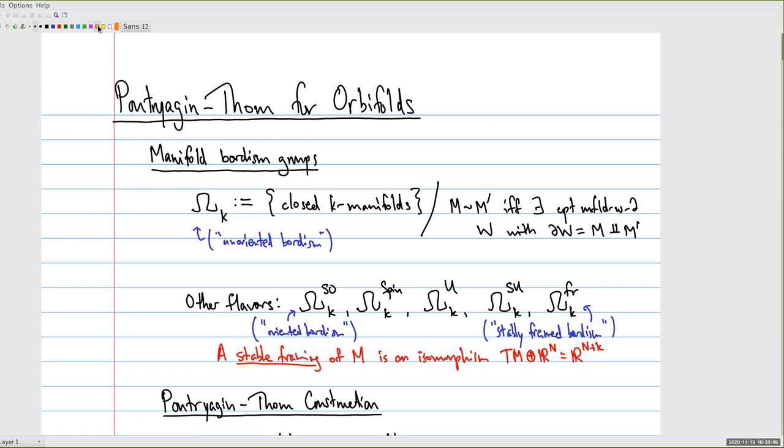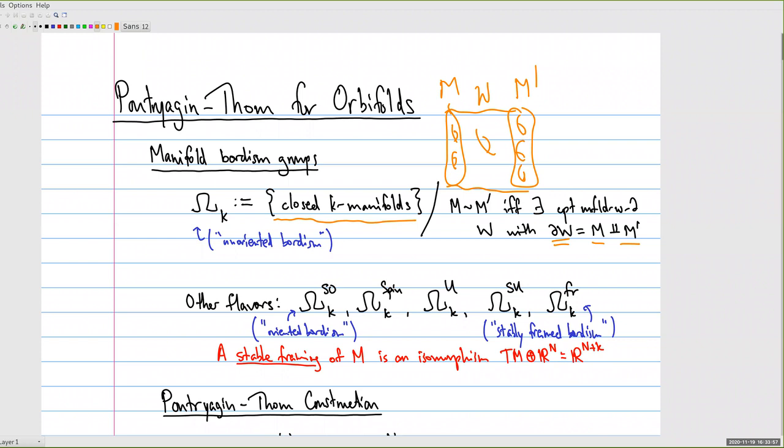First, let's begin by explaining what the Pontryagin Thom construction in the classical setting is. What are bordism groups? Let's consider the set of all closed k-manifolds, and we'll call two of these equivalent if there's a compact manifold with boundary W whose boundary is the disjoint union of our two manifolds. So this looks like this. If I have M, and this is M prime, they are cobordant if and only if there's some manifold W of dimension one larger, whose boundary is M union M prime.